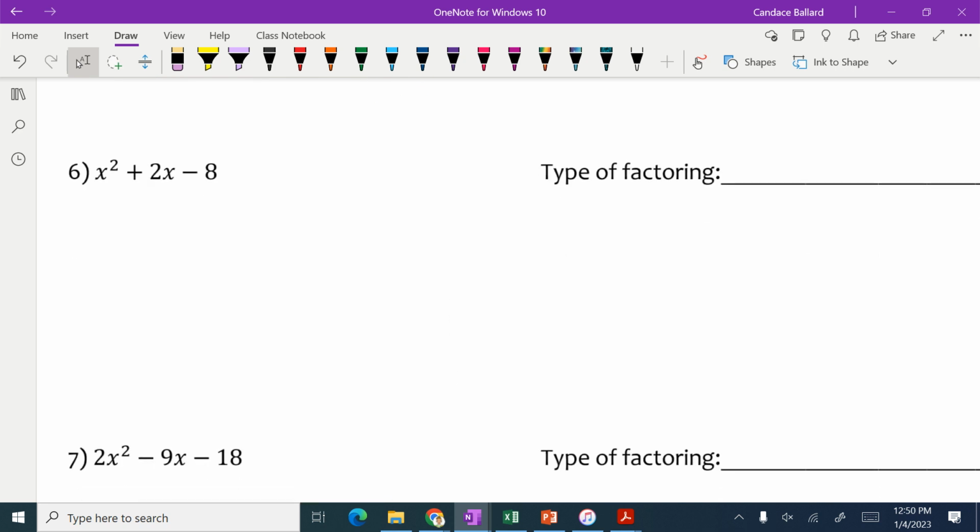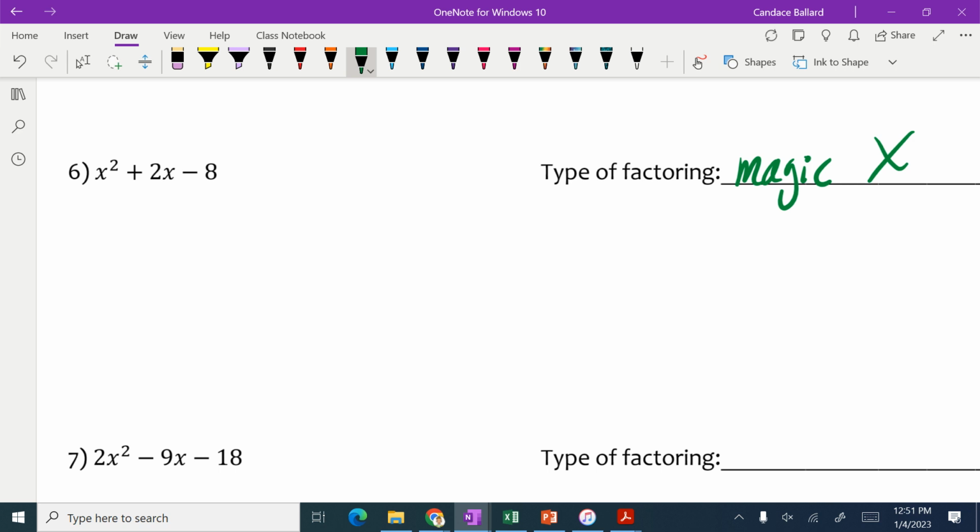Okay, let's talk about it together. Make sure we've all got the correct answer. So, is there a greatest common factor? No. How many terms? 3. So what type of factoring? Magic X. So that's what we call it in here. Again, it might have another name in another classroom.